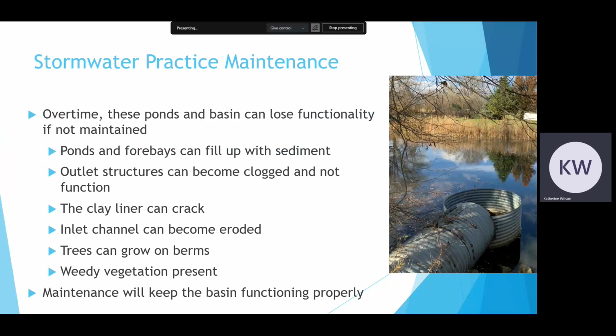So why is maintenance important? These stormwater practices do not last forever. Forebays can fill up with sediment that settles to the bottom from your stormwater runoff. Outlet structures can become clogged and not function as designed. The clay liner might crack and the pond might not hold as much water as it was designed to hold. There can be erosion issues. Trees can be growing on the berms or in the pond. This is a concern because tree roots can penetrate the clay liner underneath the pond or weaken the berm. Excessive grass or weedy vegetation can clog the outlet pipes. We like to see the berms mowed and the vegetation maintained.